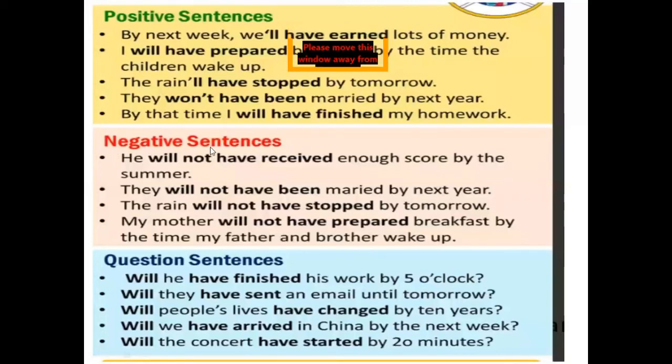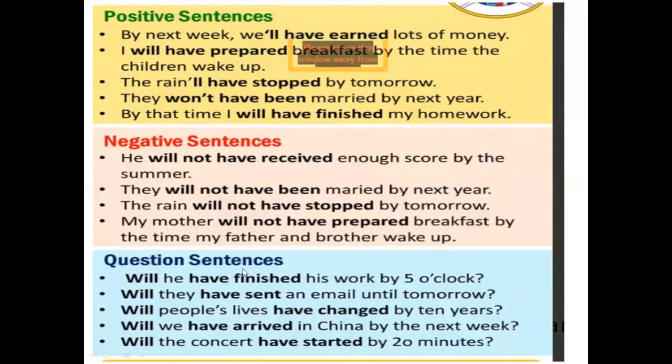Now in the negative sentences, they will not have received enough score by the summer. They will not have been married by next year. The rain will not have stopped by tomorrow. My mother will have prepared breakfast by the time my father and brother wake up.